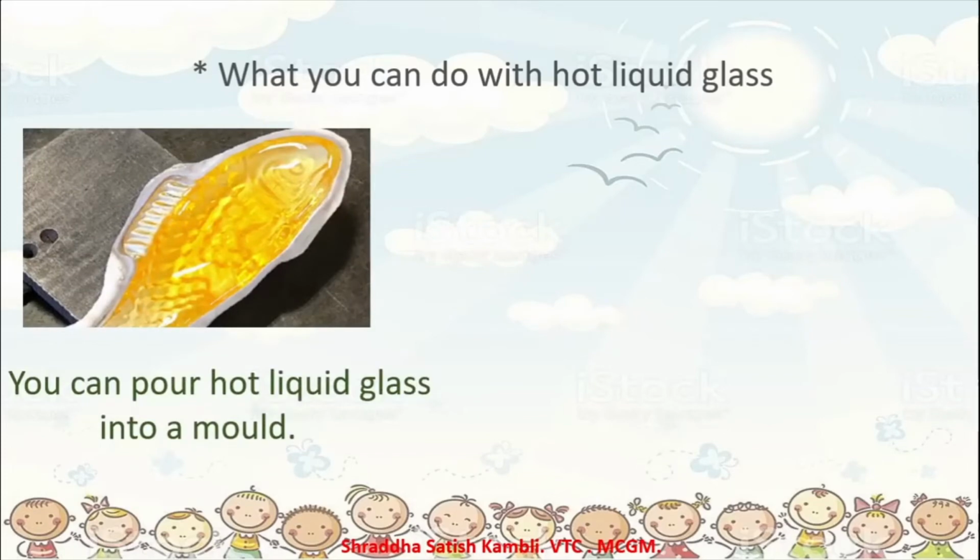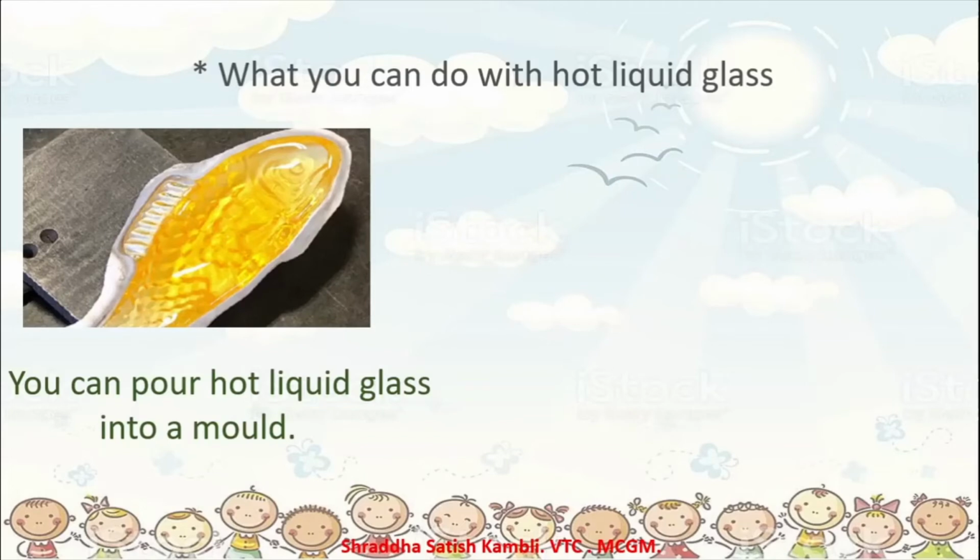What is a mold? I already told you. I told you the example of the modak which your mummy makes. See, this is a glass fish which is made up of glass. What they must have done is they must have taken the hot liquid glass and poured it into the mold which is shaped like a fish. So you have a glass fish.